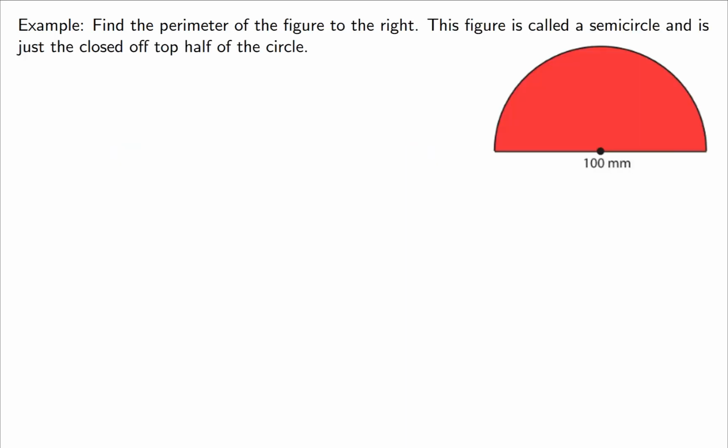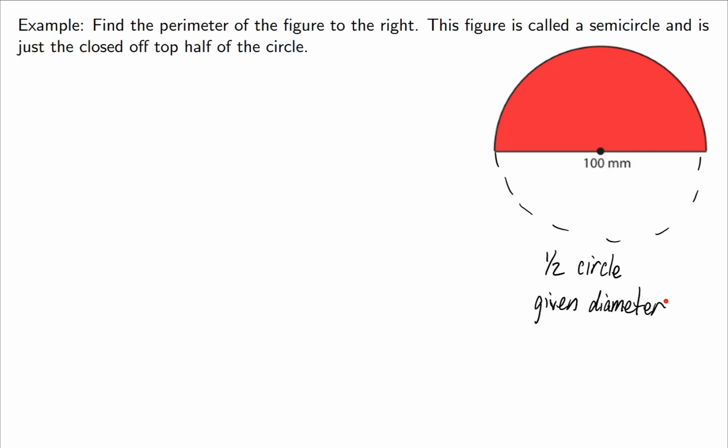Now let's do this based on a picture. We want to find the perimeter of this figure. It's called a semicircle, just meaning half, that's what semi means. And it's the closed off top half of the circle. So when I say closed off, I mean that this length right here is part of this figure. I can't forget about that. This is a half circle as far as lengths are concerned, and we are given the diameter of that circle.